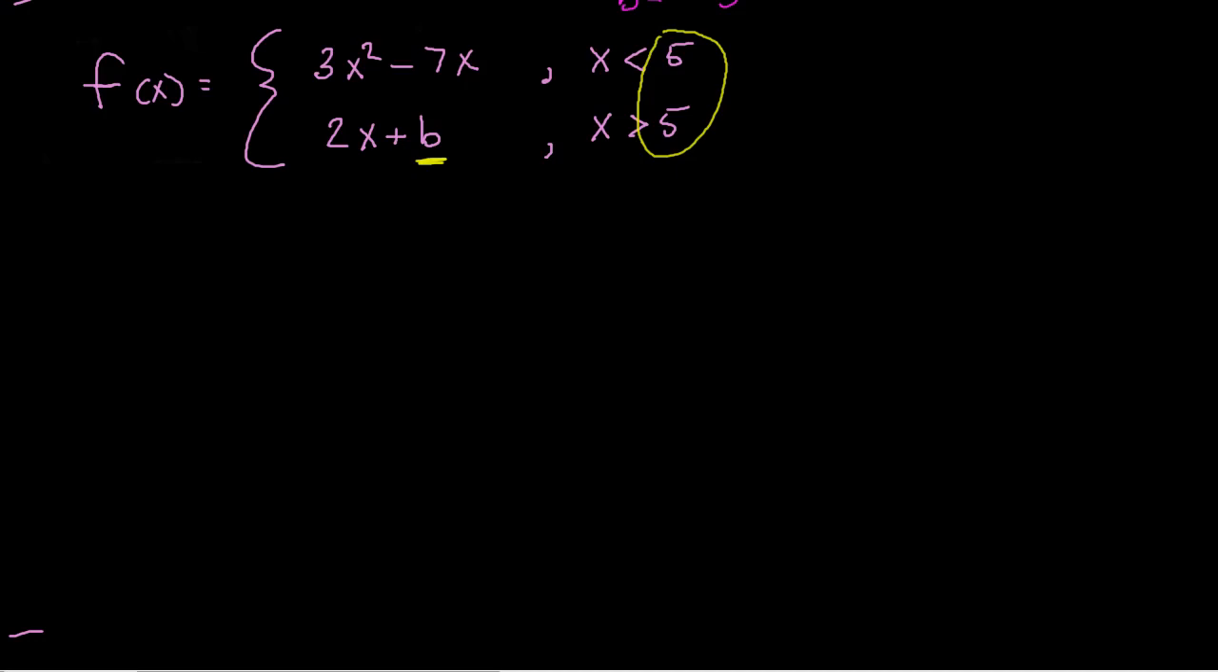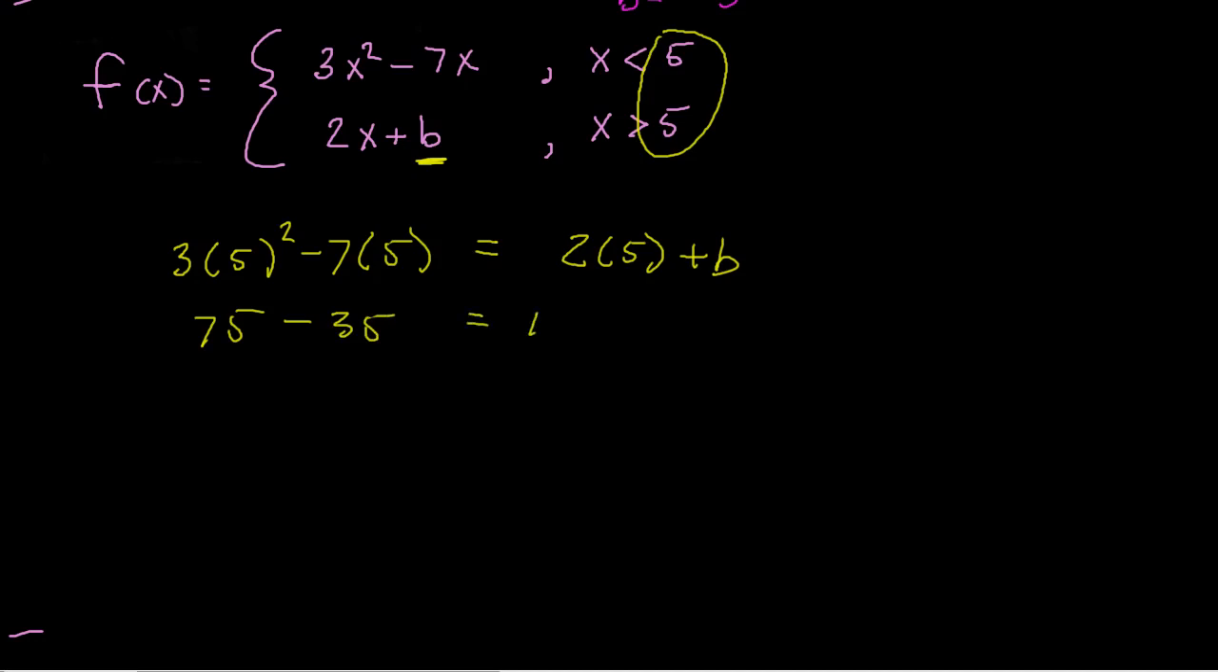So if I plug in 5, I get 3 times 5 squared minus 7 times 5. And when I plug in 5 to the bottom, I get 2 times 5 plus b. And if I'm going to be continuous at 5, then I need these two values to be equal. I need them to come together. Therefore, the limit does exist. So again, all I got to do now is solve. This is like the easiest equation to solve for. 5 squared is 25. 25 times 3 is 75. Minus 35 equals 10 plus b. 75 minus 35 is 40. Equals 10 plus b. Subtract the 10, and 30 equals b.